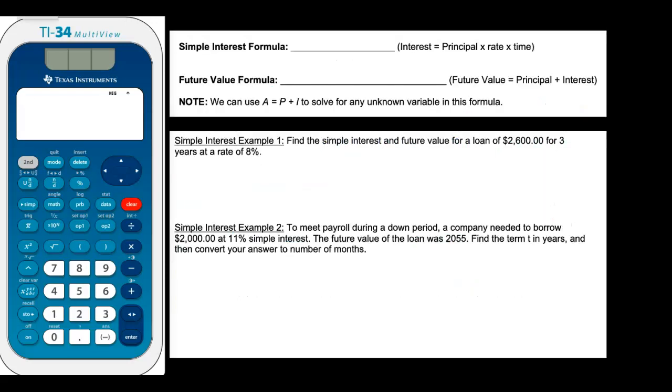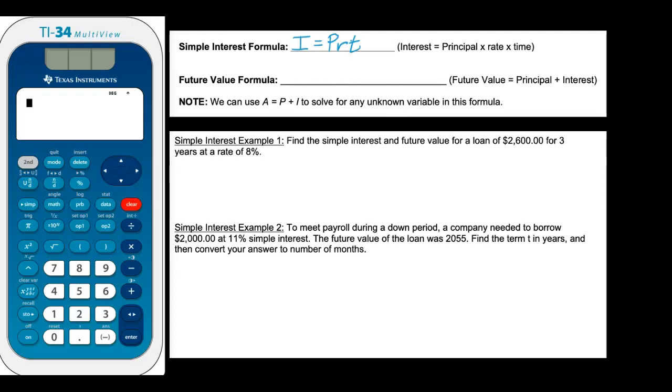So to find simple interest, we can write I, which stands for interest, simple interest, uppercase I. We're going to take the principal times the rate times the time. And just remember, rate is always as a decimal, time is always in years.